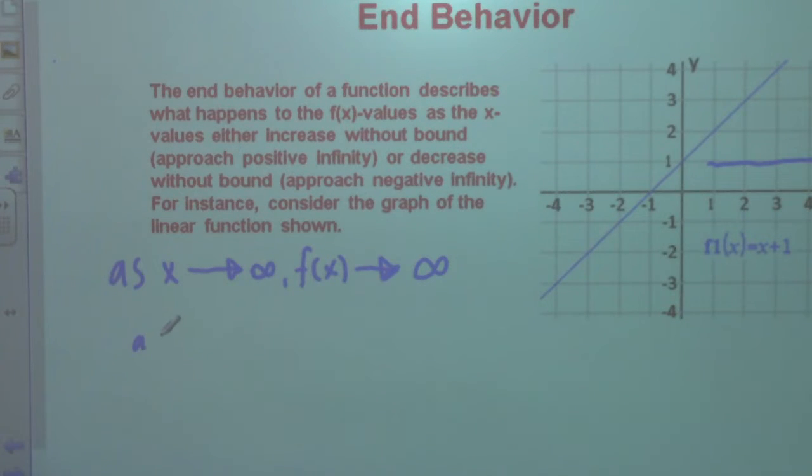And then, as x approaches negative infinity, what does f of x approach? Also negative infinity, right? So that's just looking at the end behavior. So that's how we would write it down.